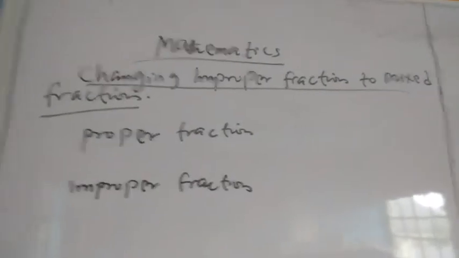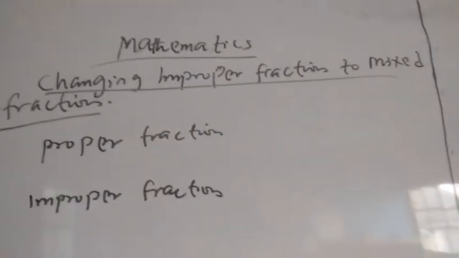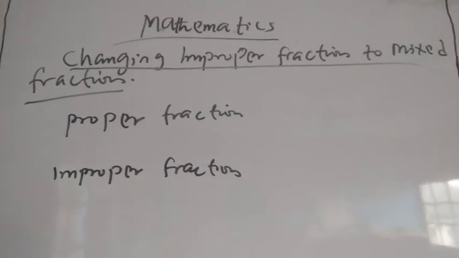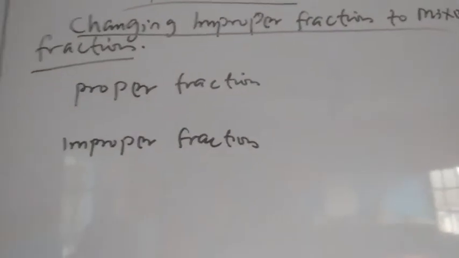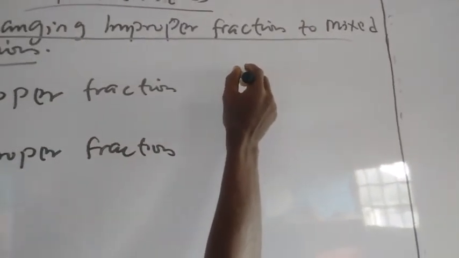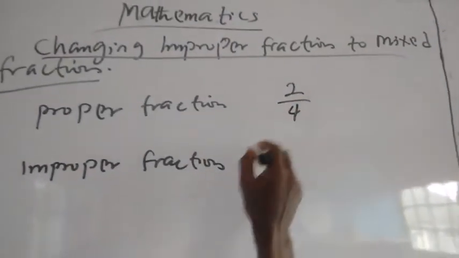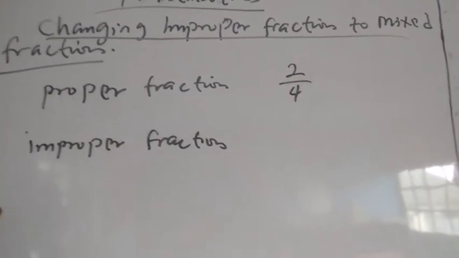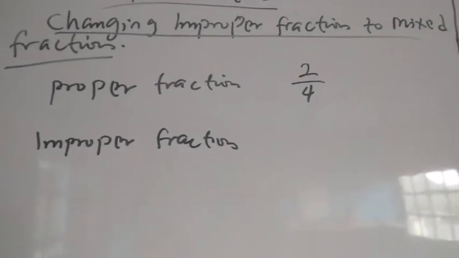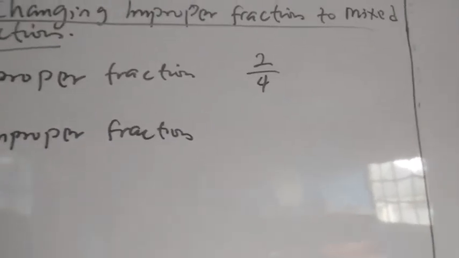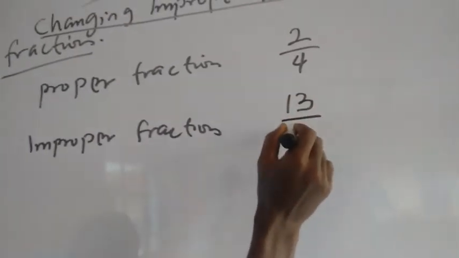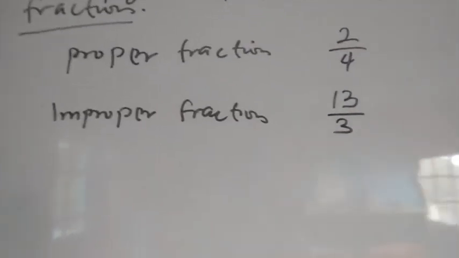An example of a proper fraction is when the numerator is smaller than the denominator. The numerator is always smaller than the denominator. We have, for example, 2/4. Then this one, improper fraction, is when the numerator is bigger than the denominator, which we have an example of 13/3. This is an example of what?